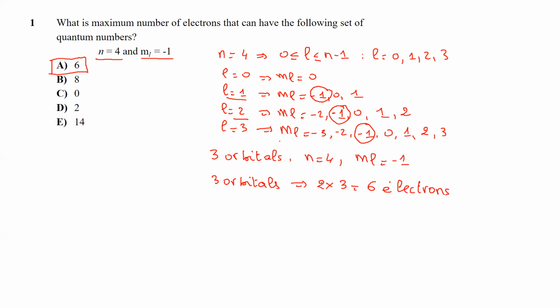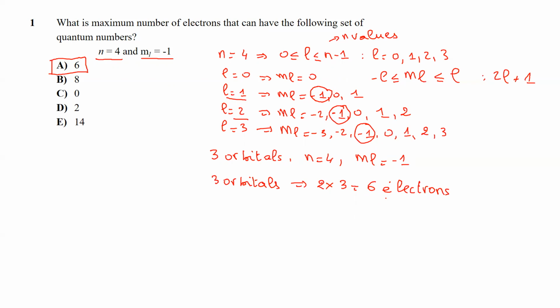Here remember the rules: we have the principal quantum number n, and the quantum number L is between 0 and n-1, and ml is between -L and L. So we have 2L plus 1 values of ml, and n values for L. If you apply it for n equal 4 and ml equal -1, we know that it's the p orbitals, and for p orbitals you have a maximum of 6 electrons. So this is also another way of seeing this exercise.